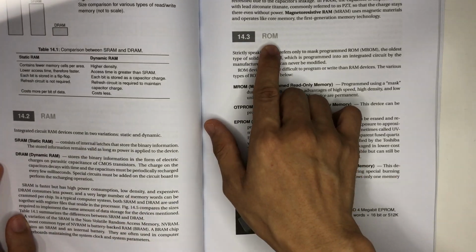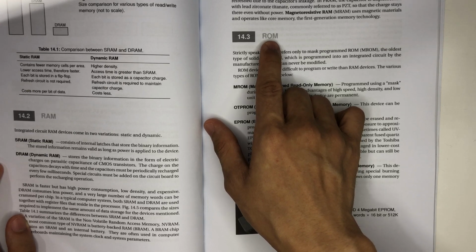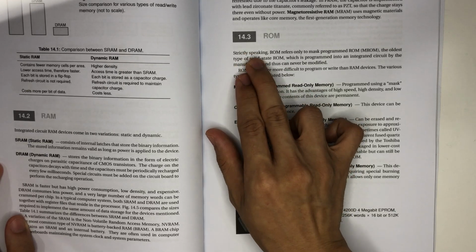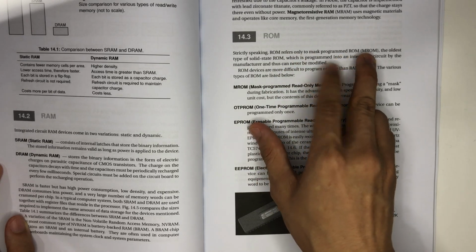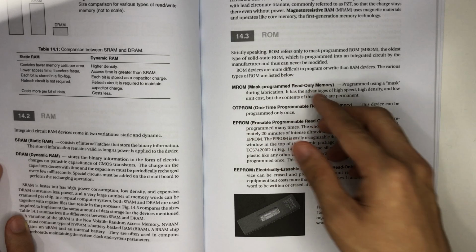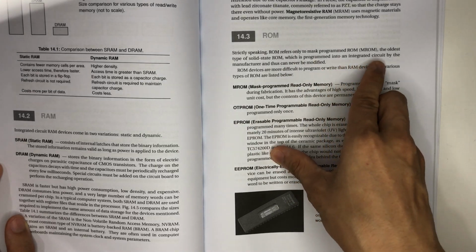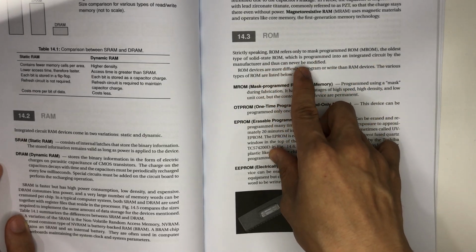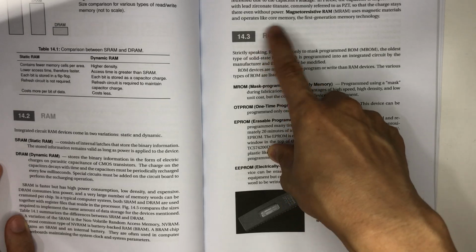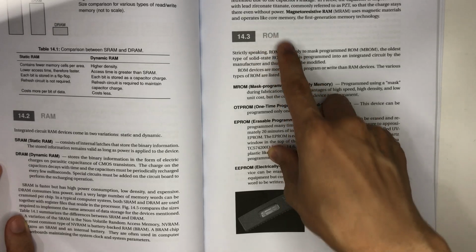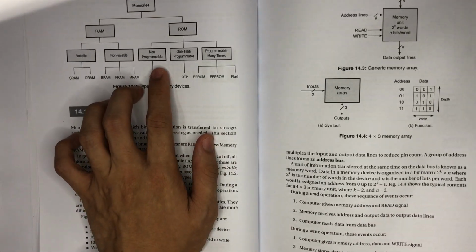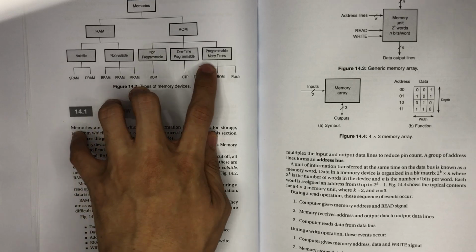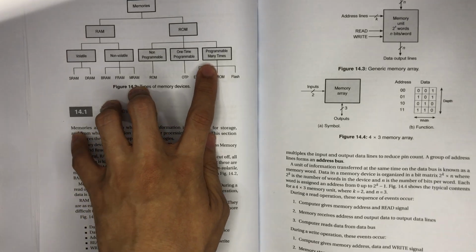Okay, next we go to the ROM, read only memory. Strictly speaking, ROM refers only to mask programmed ROM, which is MROM, the oldest type of solid state memory, which is programmed into the integrated circuit by the manufacturer and thus can never be modified. ROM is a bit limited if you want to read and write. However, we can have different types, whether non-programmable at all, one-time programmable, or programmable many times. But it's limited in how we can program it.